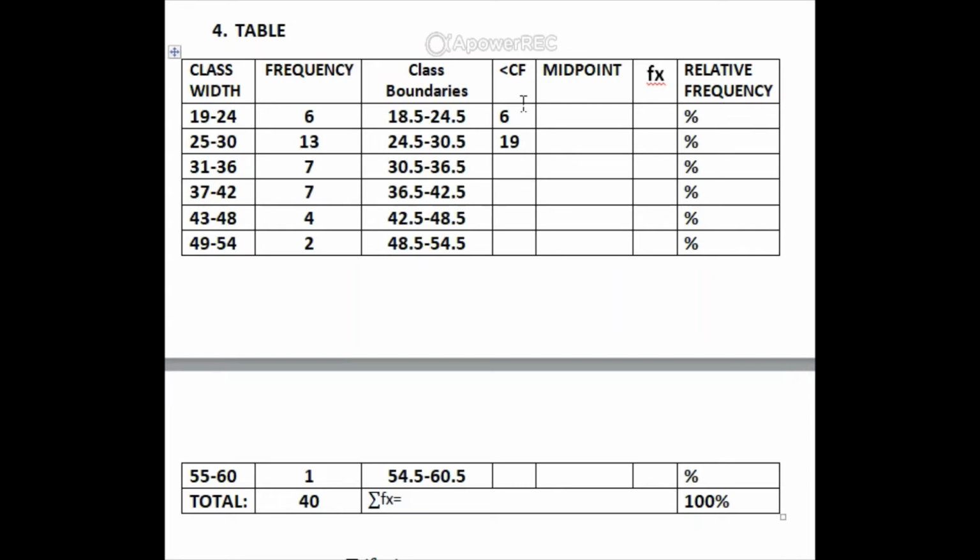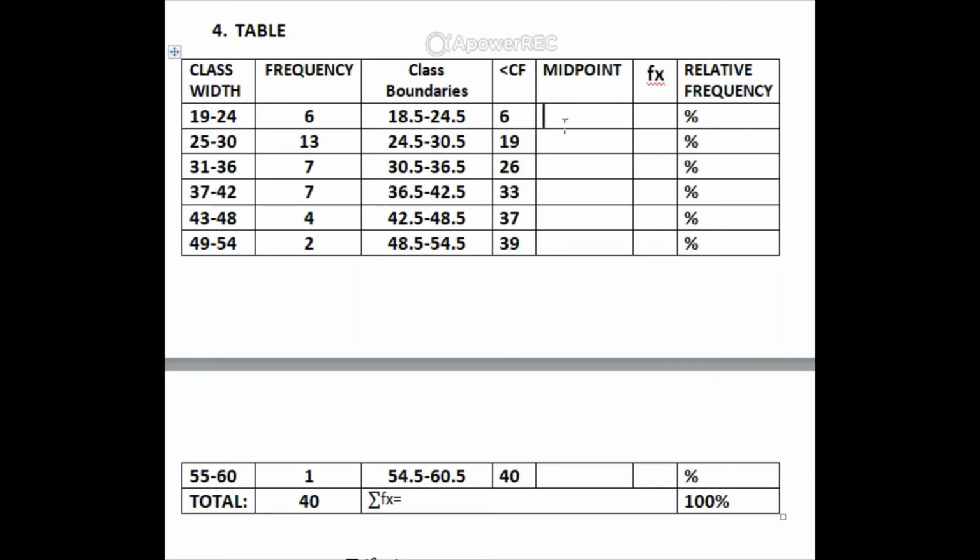Para mabuo ang less than cumulative frequency, i-add lang natin yung ating recent na sum sa ating frequency. So, 19 plus 7, that will become 26. And so on and so forth. Ginawa ko din off-cam ang ating less than cumulative frequency para mas mabilis.